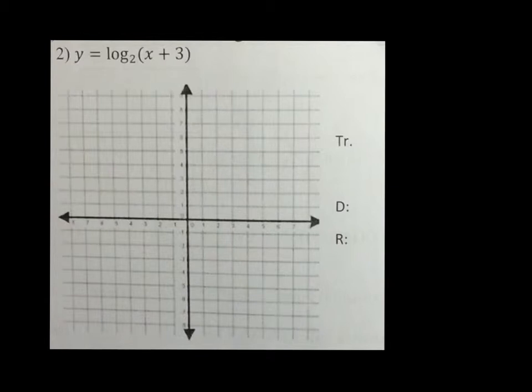Let's look at the second example. This one looks very similar. It's log base 2 of x plus 3, and that plus 3 is inside the parentheses. So this would be the same as our h. It's going to move our graph to the left 3 units. So let's go ahead and write that down for our transformation. Our transformation is left 3 units.